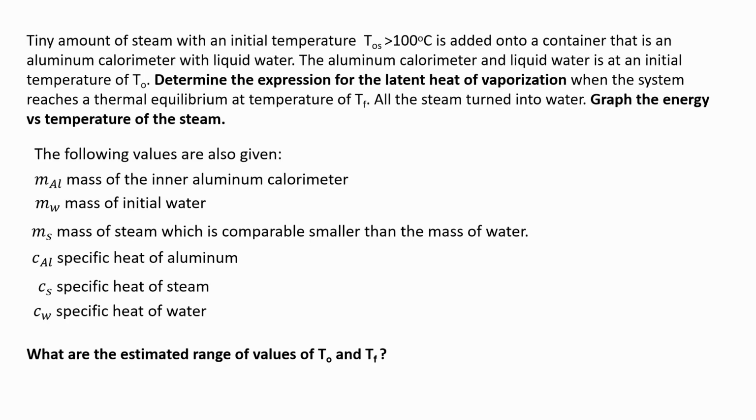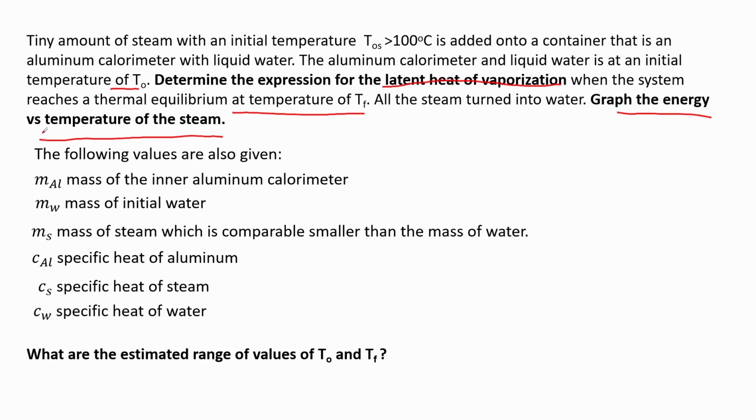Here we have a tiny amount of steam with an initial temperature of T naught S greater than 100 degrees Celsius is added onto a container that is an aluminum calorimeter with liquid water. The aluminum calorimeter and liquid water is at an initial temperature of T naught. We are asked to determine the expression for the latent heat of vaporization when the system reaches a thermal equilibrium with a temperature of Tf. All the steam turned into water, and you're asked to graph the energy versus temperature of the steam.